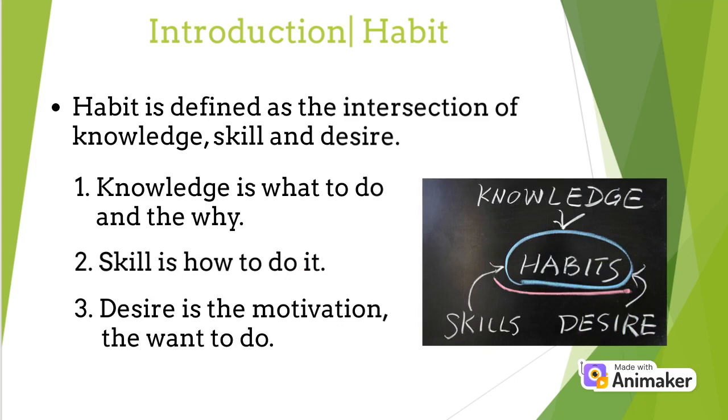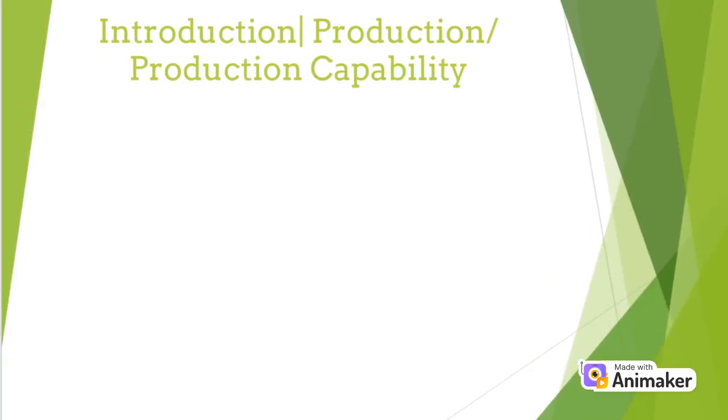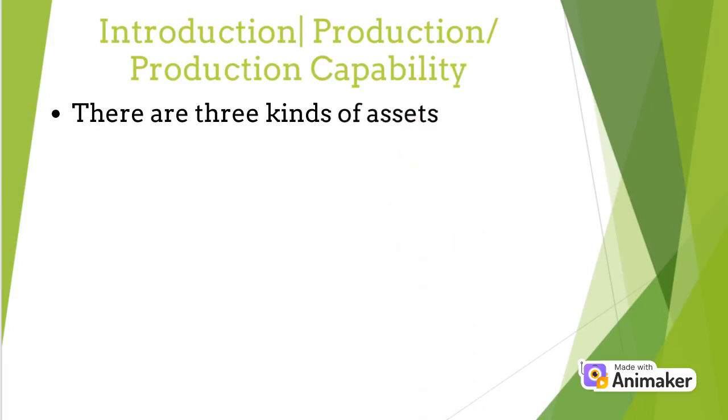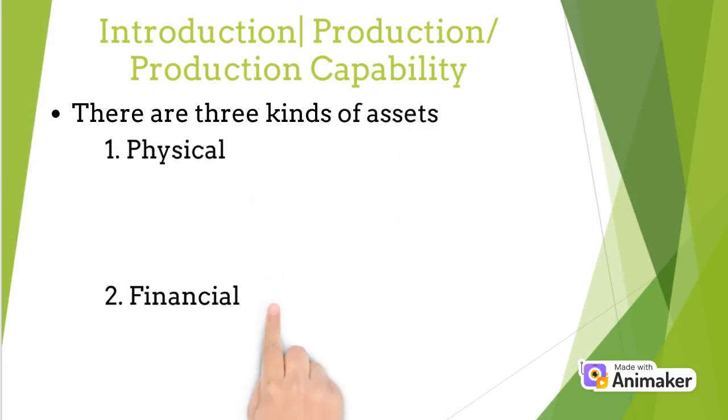Unless you have a desire and motivation to do something, you cannot change the habit even though you have the knowledge and skill. This should be motivated by a higher purpose. It's a painful process, but it creates happiness, desire and ability to sacrifice what we want now for what we want eventually. There are 3 kinds of assets: physical, financial and human.